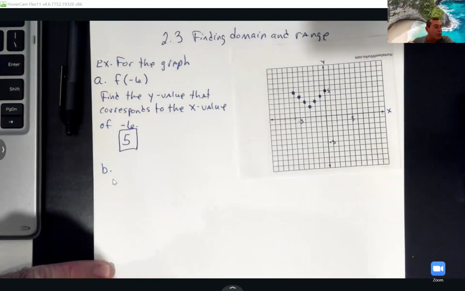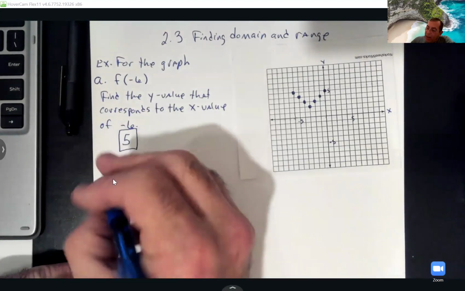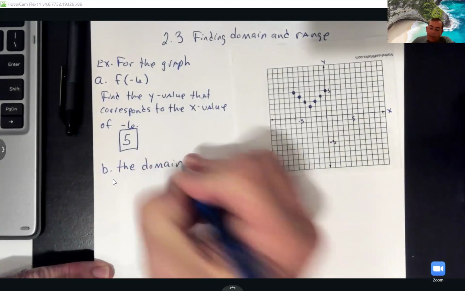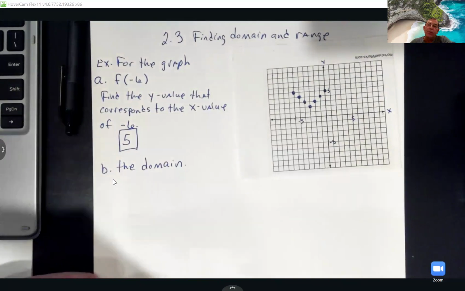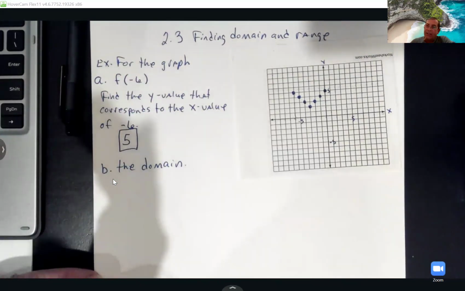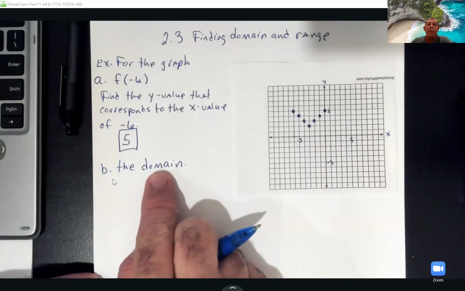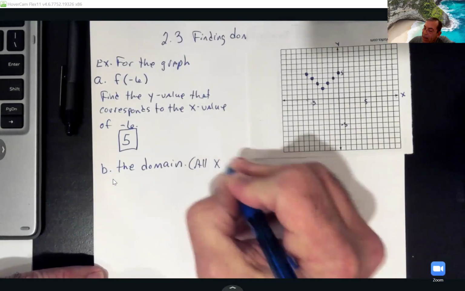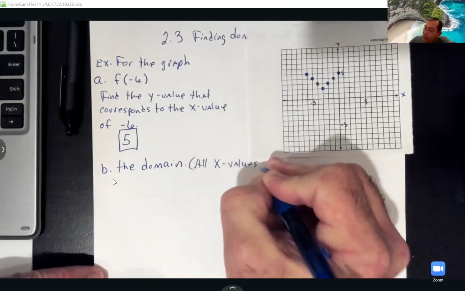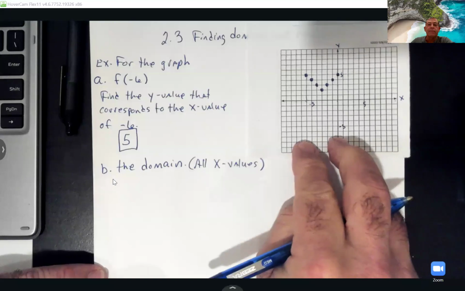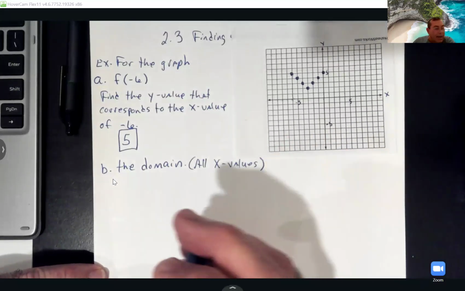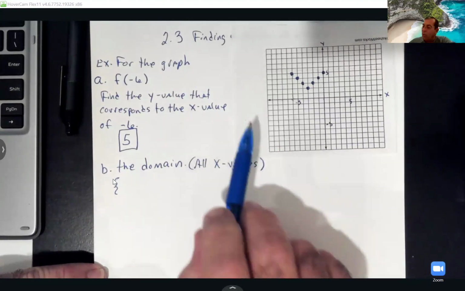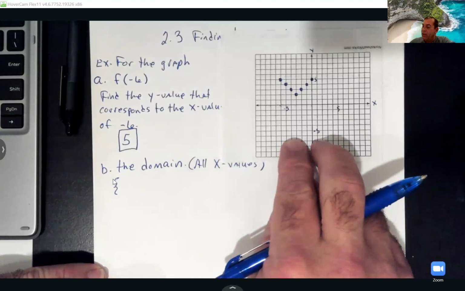So B on this one, they want to know the domain. And then they say use a comma to separate the answers as needed. Well, remember, when they want to know the domain, they want to know all x values. Now, they're going to give you the fancy little parentheses. All we got to do is put in all of our x values.